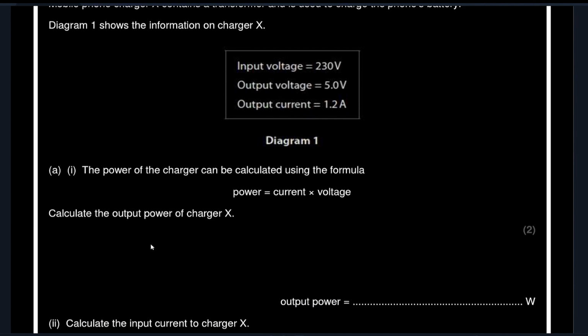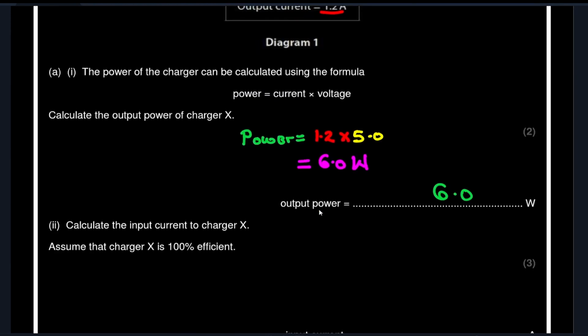Work out the output power of the charger. To work out output power of the charger, we're going to use output voltage times output current. So that's going to be 1.2 amperes times 5.0. If we work it out, this is going to be 6.0 watts, which we can now transfer.